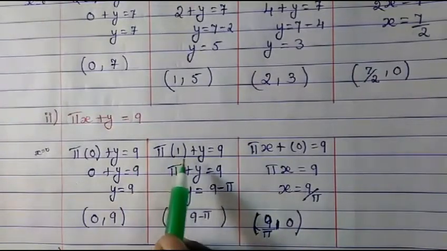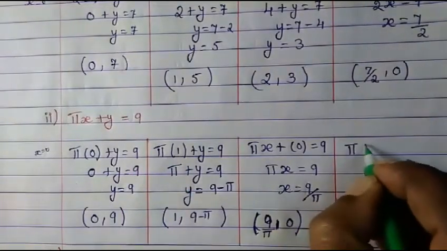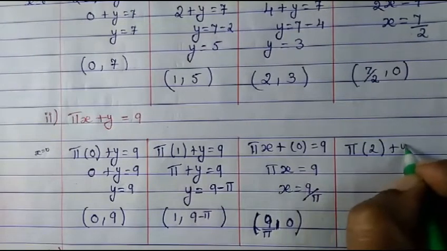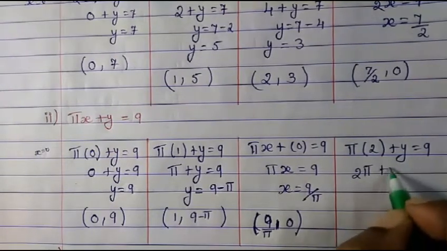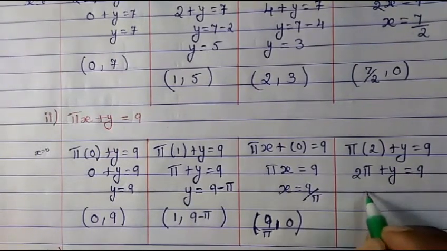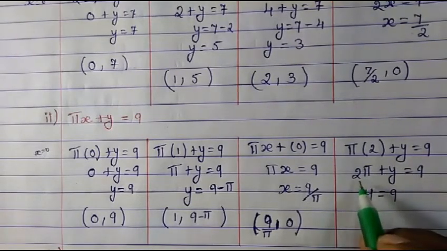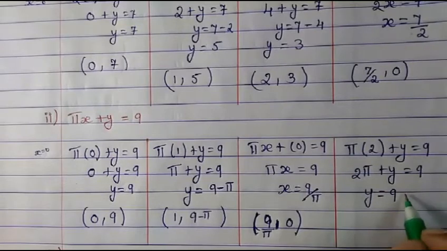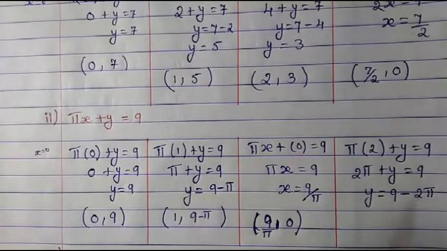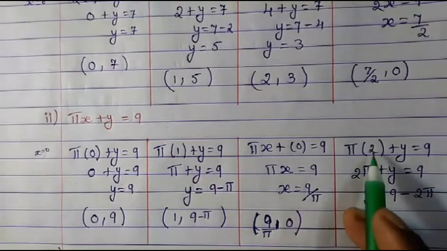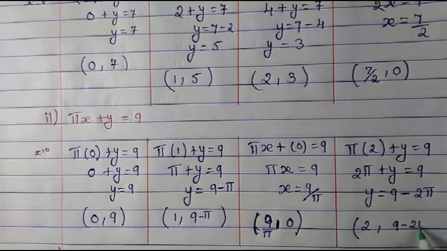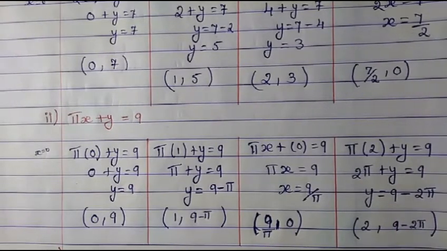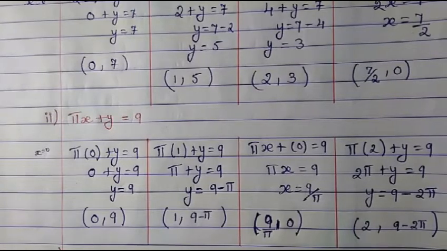So now we took x as 1, and now you can take x as 2 also. So pi, in the place of x I am writing 2, plus y equal to 9. So it will give us 2 pi plus y equal to 9. Then y equal to 9, and this 2 pi, when it comes to this side, it will become minus 2 pi. So my solution: x value I have taken 2, y value I got 9 minus 2 pi. So this is the answer for the second equation.